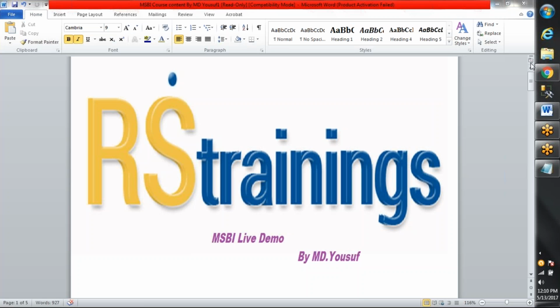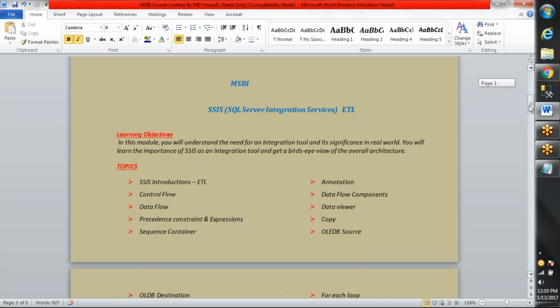So it's all about Microsoft Business Intelligence, and how many different modules there are in MSBI as a technology. So let us go ahead and see the different things in MSBI.